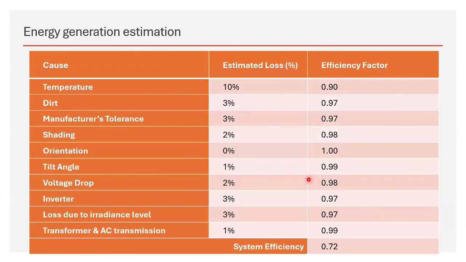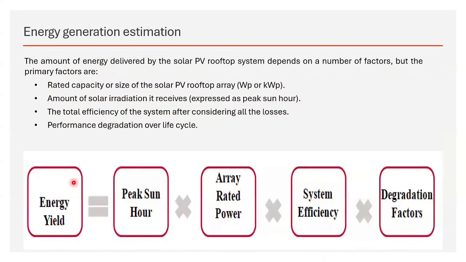This is one table that is with temperature. Normally if we don't get the design temperature, then there is almost 10% loss in efficiency. For dust we get 3% loss in efficiency. The manufacturer also gives a tolerance, that is for a 1 kilowatt system it will have 3% tolerance, so we will normally get 0.97, that is the efficiency factor. Similarly, the orientation is 0% because we assume that it is perfectly oriented during the commissioning. Tilt angle is 1%. Voltage drop is almost 2% efficiency loss. So overall, the system efficiency here is calculated as 0.72. And when we get the energy yield, it will not be more than 23-24%.